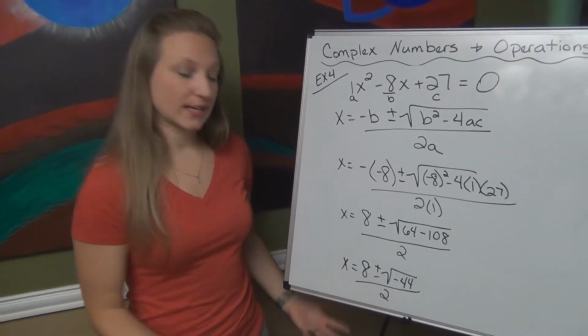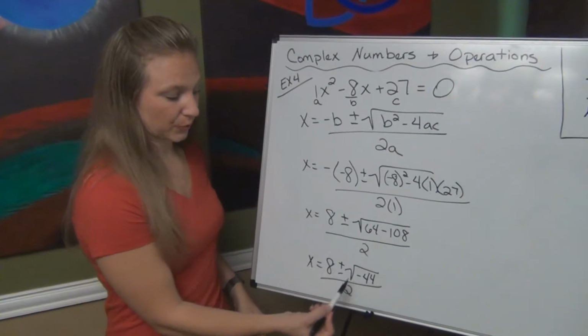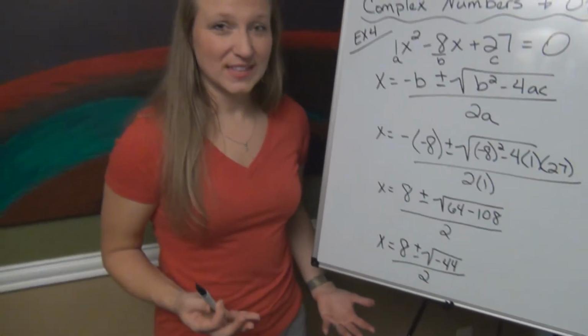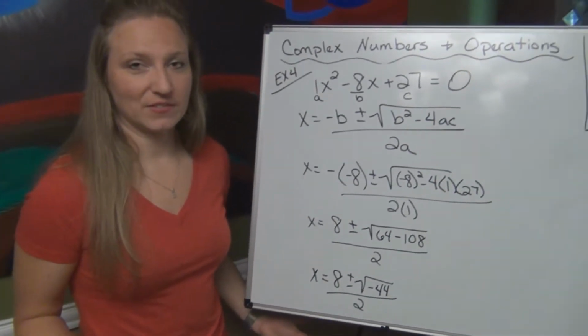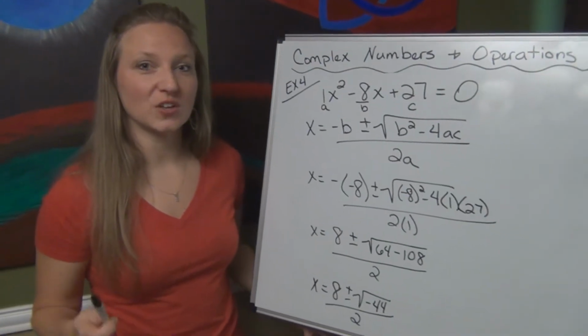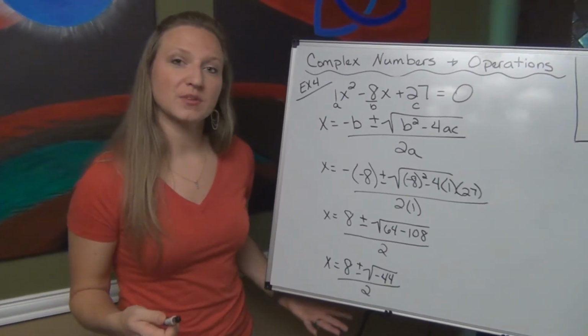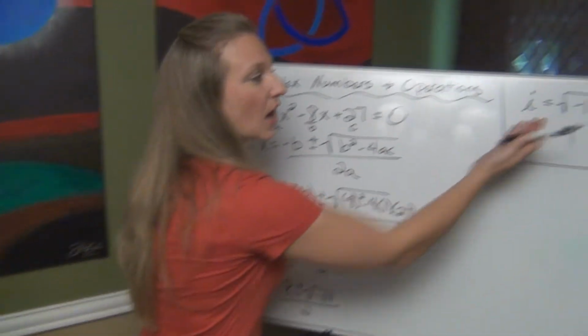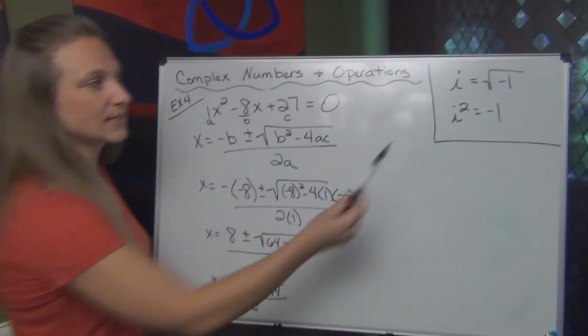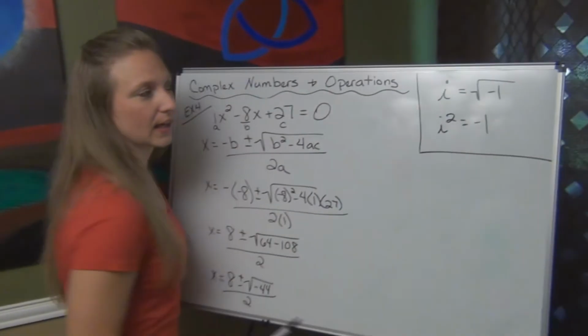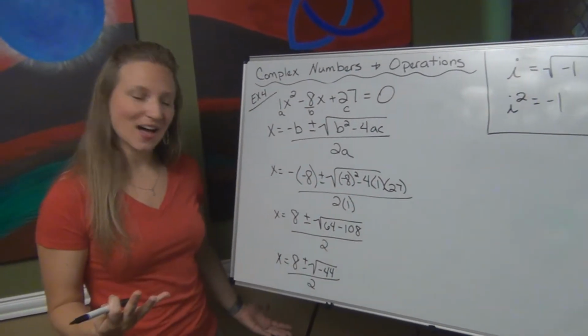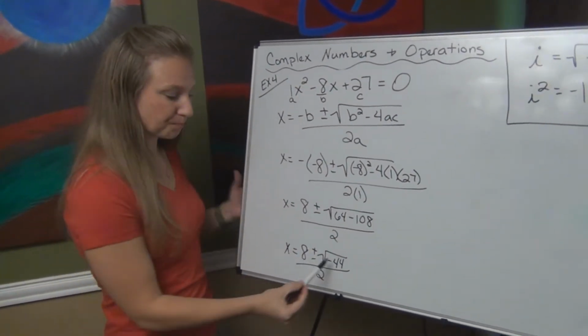So now you know that your next step is to reduce this radical. In the past, we've always said you can never take the square root of a negative number because it's non-real answers. And it's true, it's not a real solution. But we now can simplify it further because we have the use of imaginary numbers. So anytime we have a negative, we can take it out as an i. Let me show you how that looks.